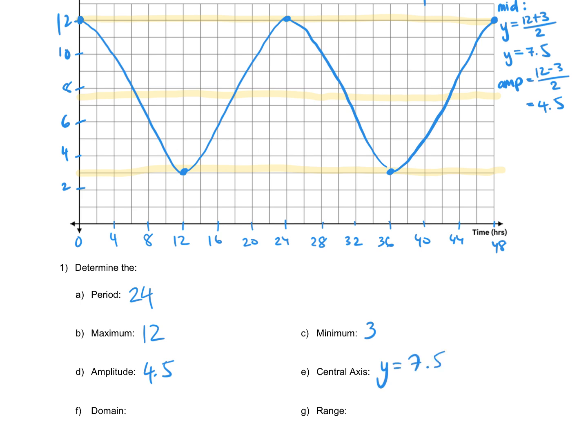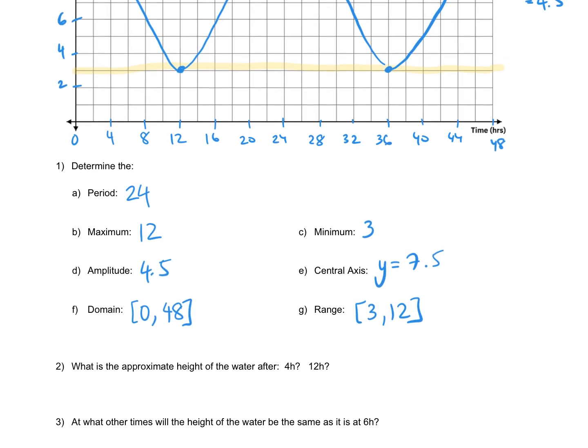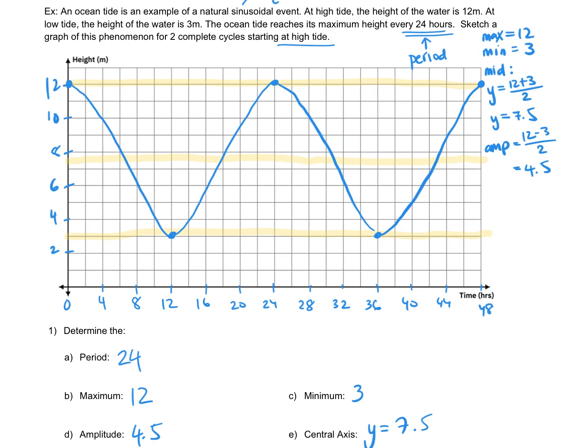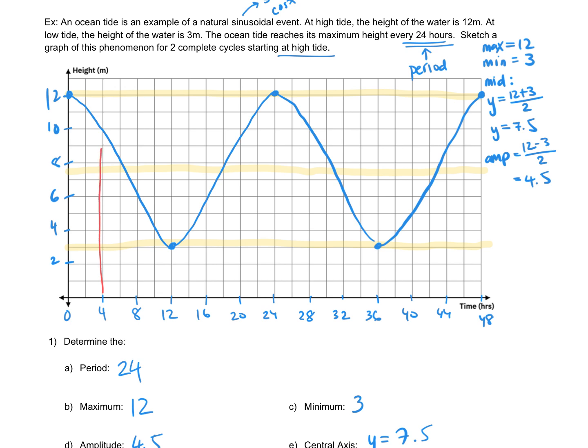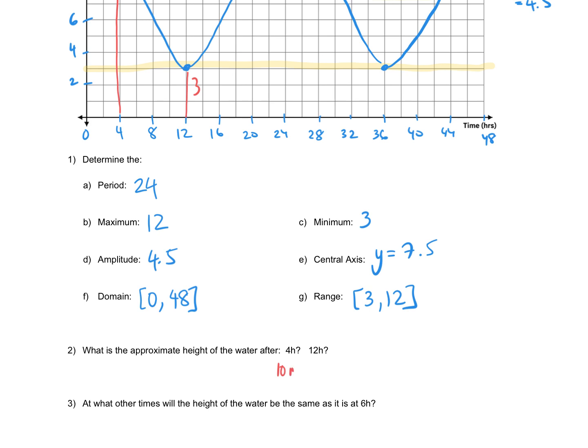Now, in terms of the domain and my range, I'm going to do it for this specific scenario because we drew 2 cycles and that's all we were asked for. So my domain is from 0 hours to 48 hours, and my range is from that minimum of 3 to that maximum of 12. What is the approximate height of the water after 4 hours and 12 hours? Okay, so I'm just using my sketch here. So after 4 hours, it looks like approximately 10, and after 12 hours, it's at that minimum of 3. So 10 meters and 3 meters.